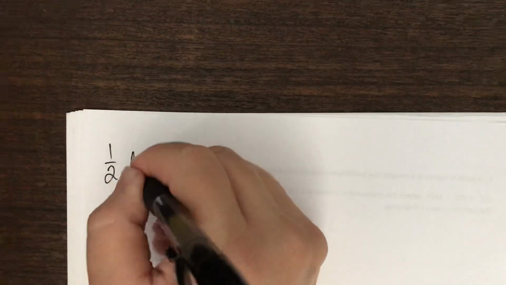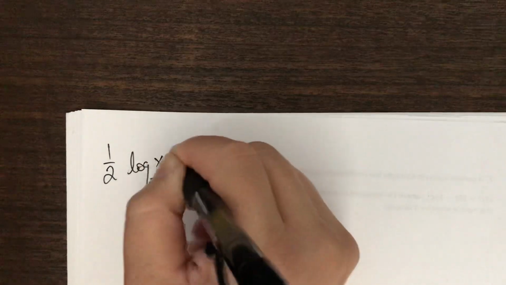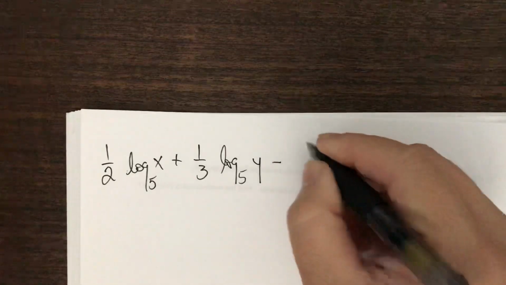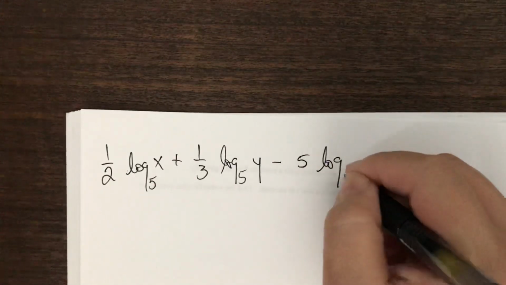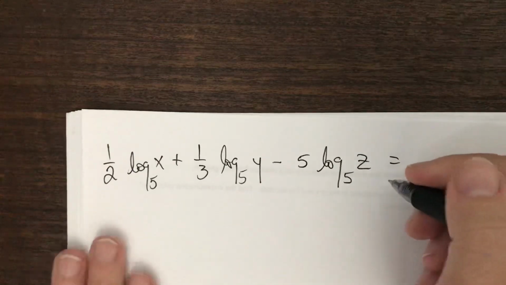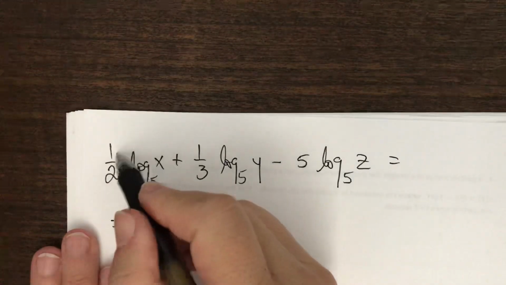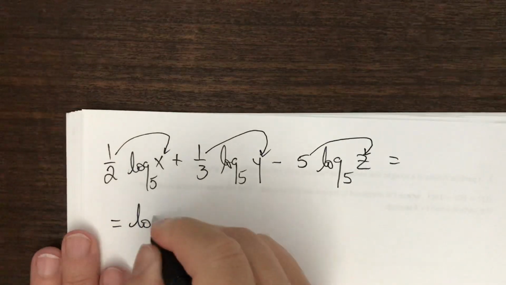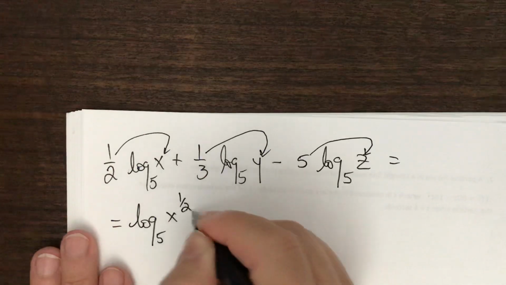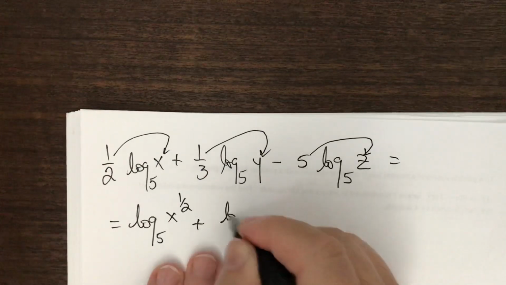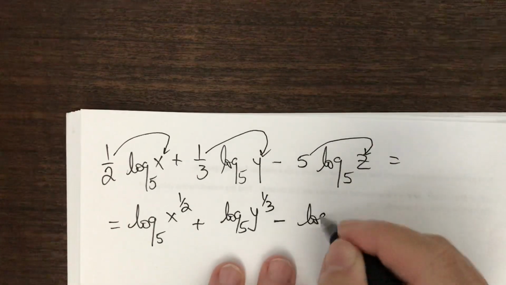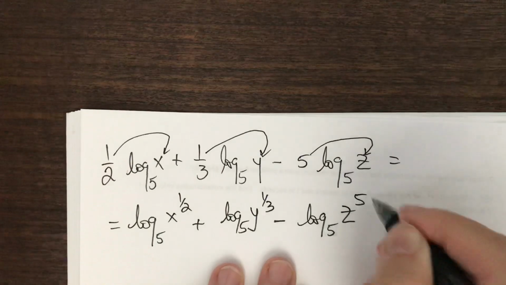I have 1/2 log with base 5 of x plus 1/3 log with base 5 of y minus 5 log with base 5 of z. So very simple. What are we going to do? I am going to first throw these coefficients up as exponents. So I'm going to get a log with base 5 of x to the 1/2 plus a log with base 5 of y to the 1/3 minus a log with base 5 of z to the 5th.